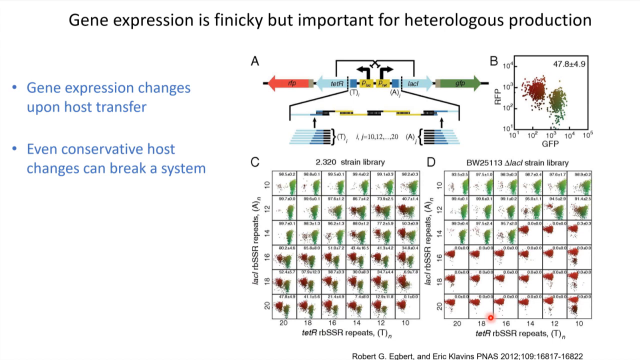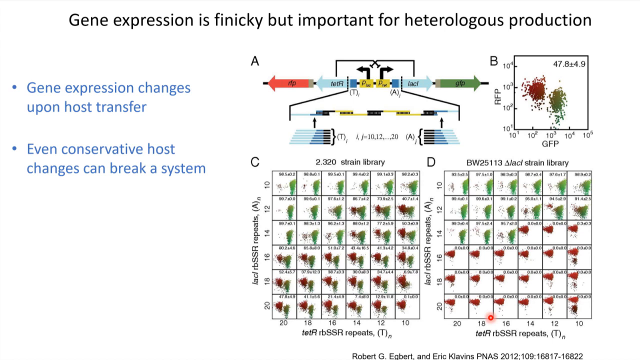And this tells you that it's not only jumps between species, but even very conservative changes in host between different strains of the same species can be enough to break a multi-gene construct, in that you're changing the relative expression levels of the component parts, and that results in a non-functioning genetic circuit or metabolic pathway, et cetera.